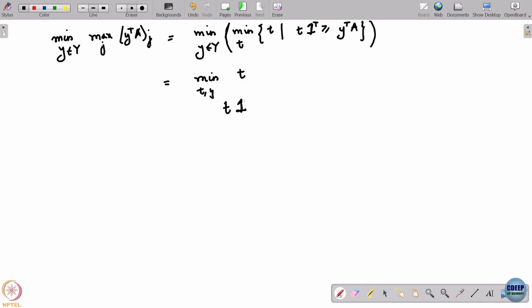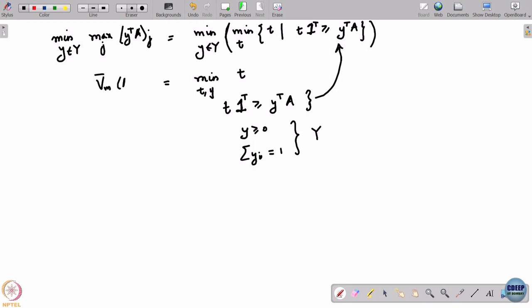T into 1 transpose greater than or equal to Y transpose A, and the constraints that are there in Y. What are the constraints in Y? Capital Y is just saying that small y is a probability distribution. So Y is greater than or equal to 0, and the summation of the components of Y is equal to 1. Is this fine? This is my capital Y, this has come from here. This together is equal to my left hand side, which was nothing but my Vm upper bar. So now Vm upper bar has been written in this form.